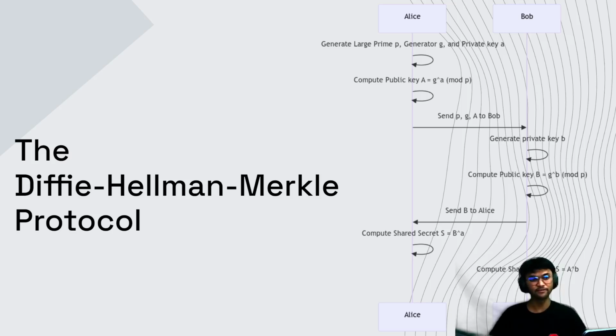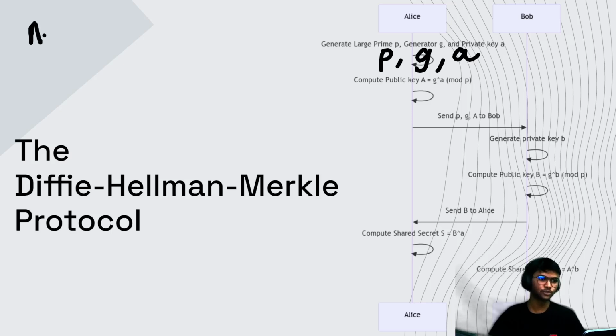In the year 1979, Ralph Merkle, Whitfield Diffie, and Martin Hellman came up with a way to securely exchange cryptographic keys over publicly insecure channels. Let's see how this is done. So Alice, the initiator of this communication, first generates three numbers, three constants: a very large prime P, a generator G, and a private key A.